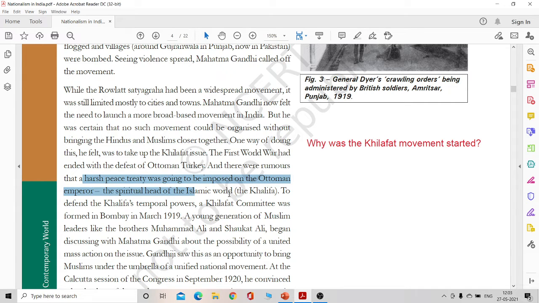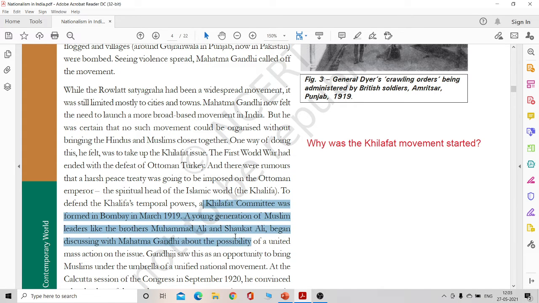And of course, in order to defend the Khalifa's temporal as well as spiritual powers, a Khilafat committee was formed in Bombay. By whom? Muhammad Ali and Shaukat Ali, because obviously it was such an insult to Muslims around the world. Even Indian Muslims were indignant of the fact that the Khalifa was insulted in such a manner. And that is why the Khilafat movement started.